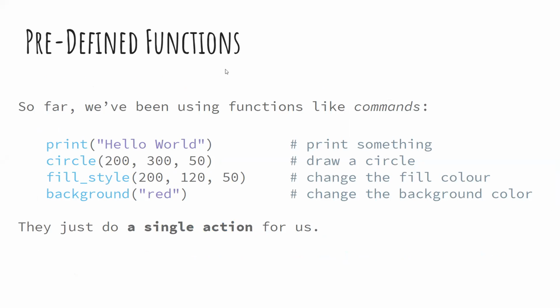So let's talk about predefined functions. So far, we have actually been using functions for a while. The ones that we have been using are print, circle, fill_style, background, and rectangle, also as an alternative to circle. They just do a single action for us. Okay, they only do a single action. We have to keep that in mind.